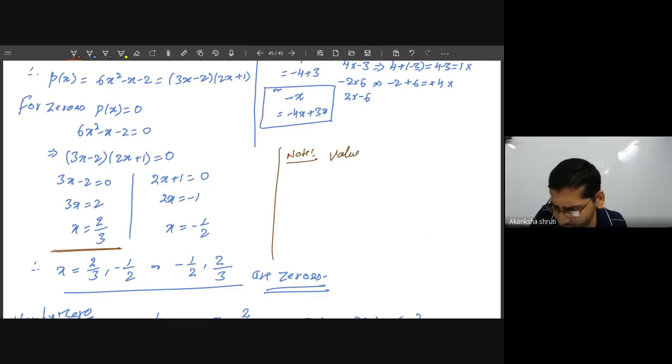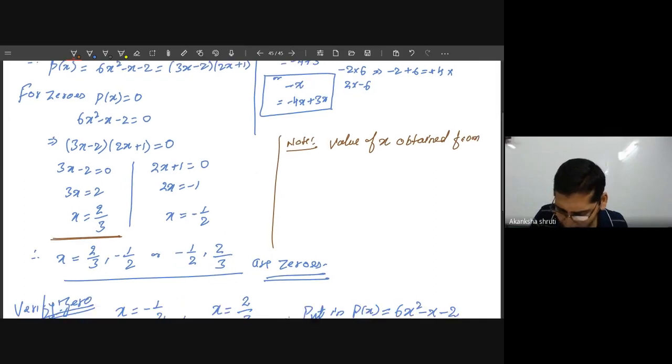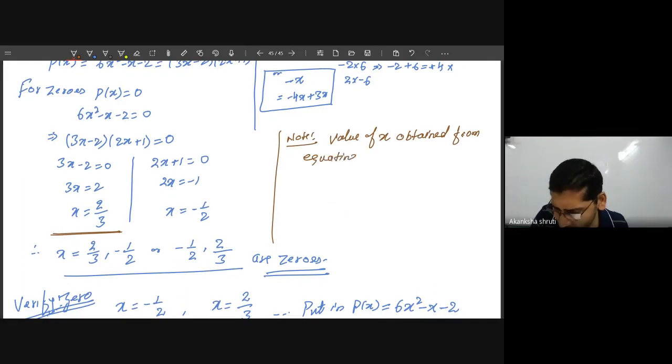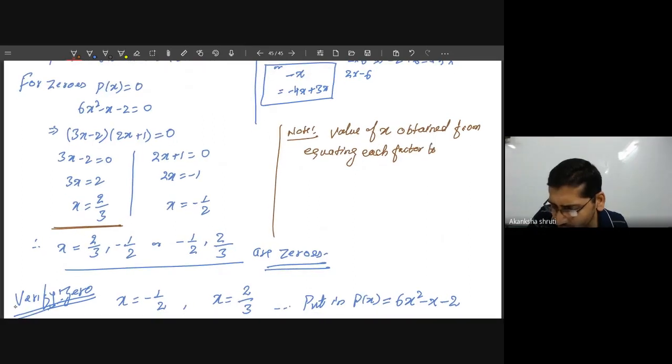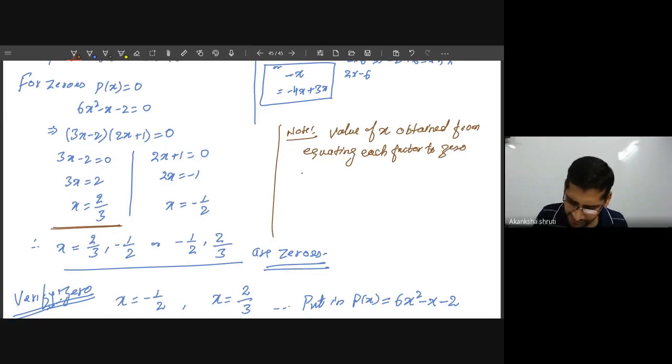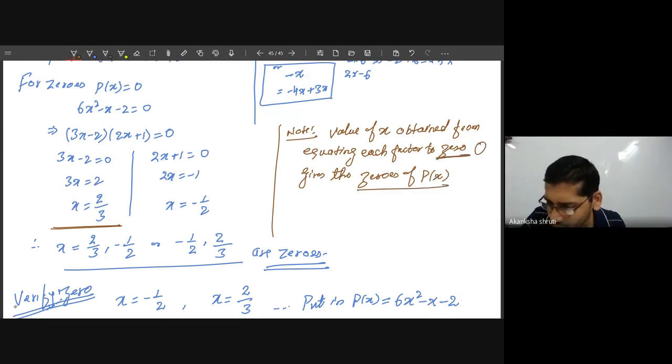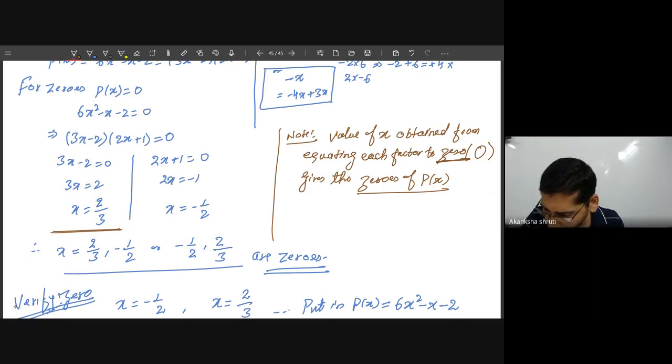The value of x obtained from equating each factor to 0 gives the zeros of polynomial p(x). स्टूडेंट यहां ये जीरो का मतलब है ये जीरो को हमने इक्वेट किया, ओके ना, और यहां हमें एक्स का वैल्यू मिला, उसको हम जीरो we have adopted here.